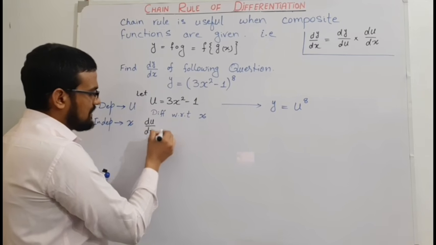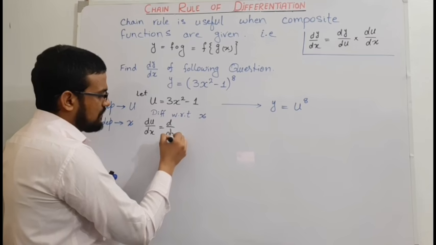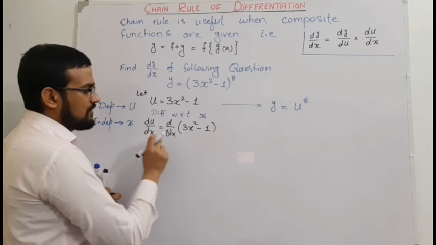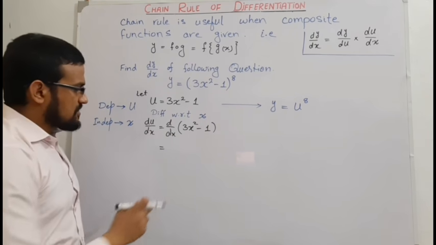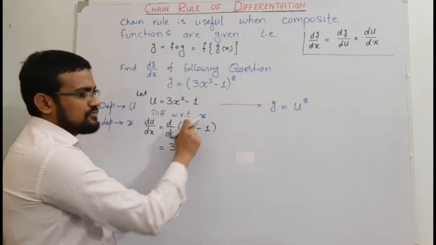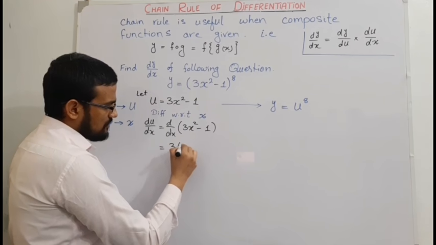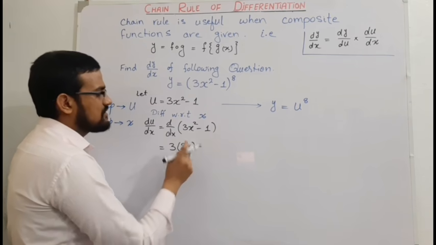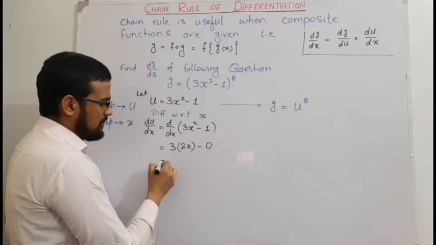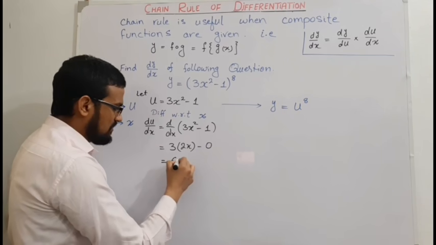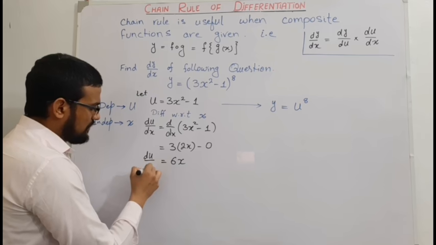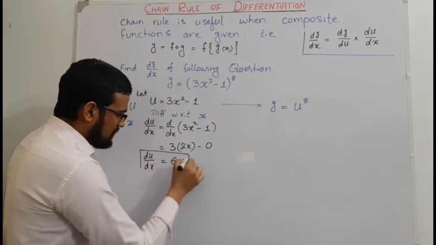du over dx is equal to d over dx of 3x square minus 1. Students, in a previous lecture we also discussed that 3 is a scalar, so the derivative of 3 stays as it is, and the derivative of x square is 2x, minus the derivative of 1. 1 is a constant number, so the derivative of 1 is 0. So the final result is 3 times 2 is 6x. This is the derivative du over dx.